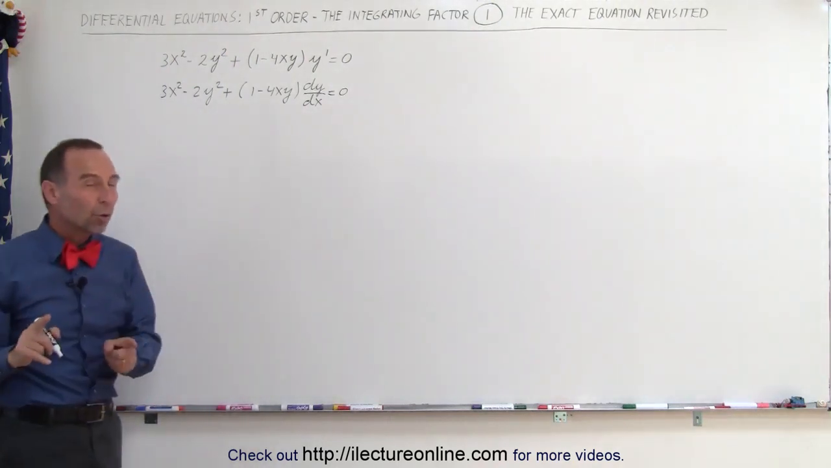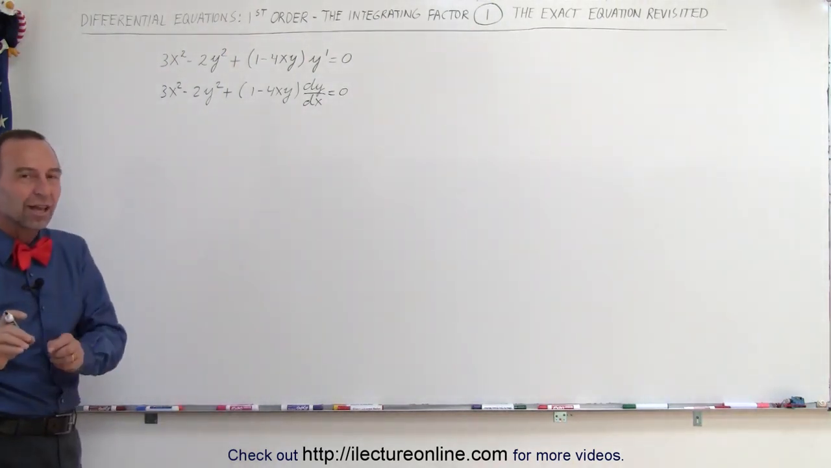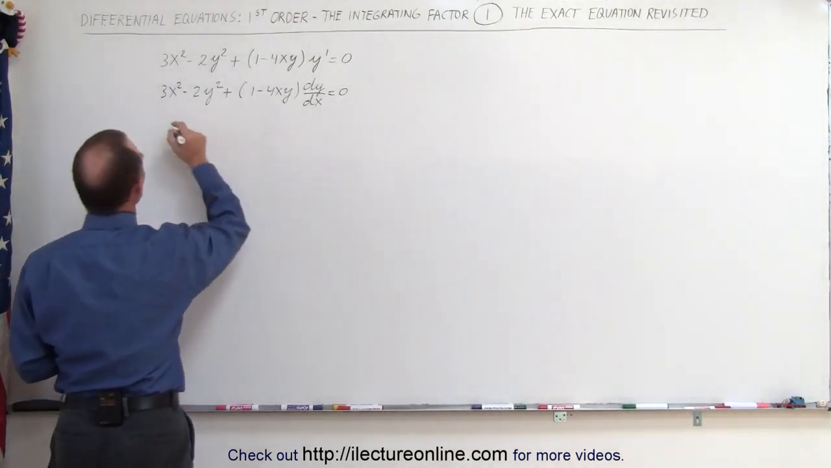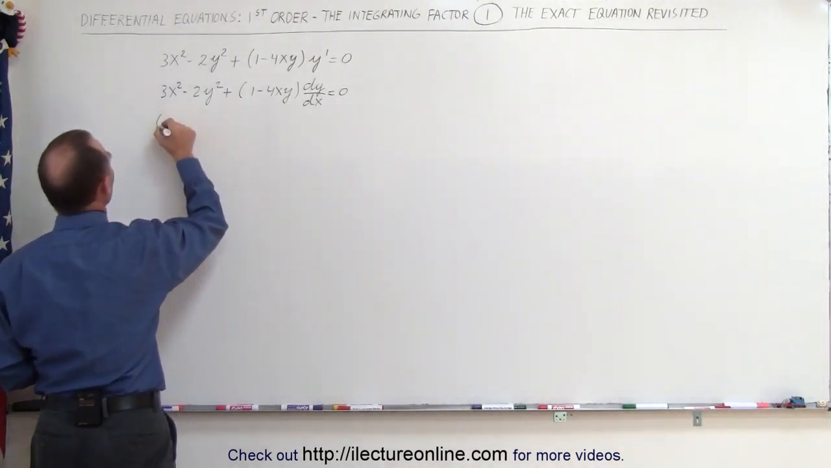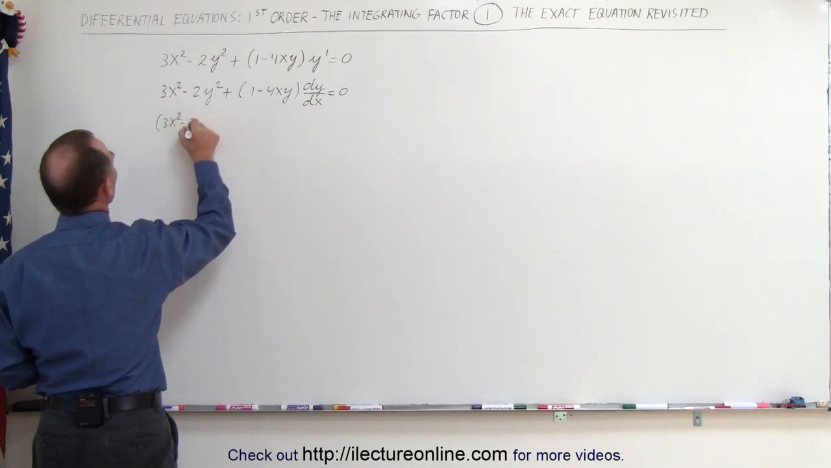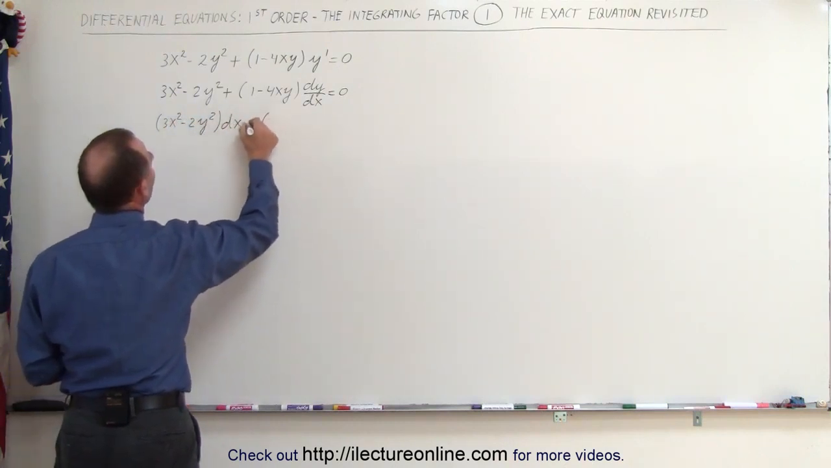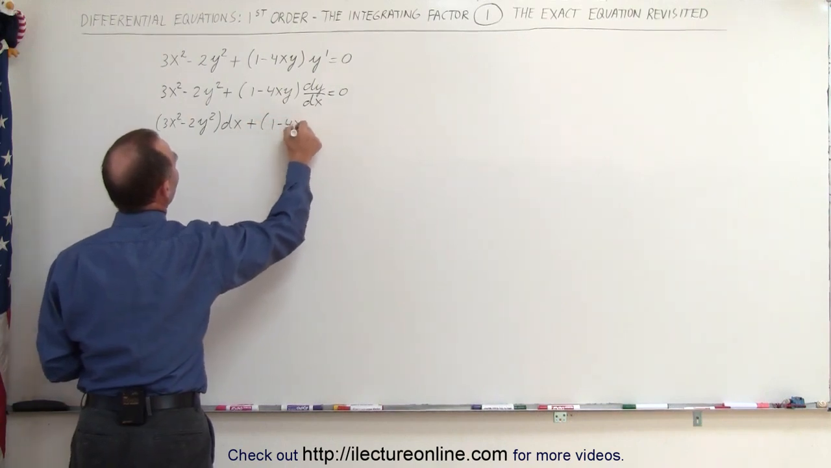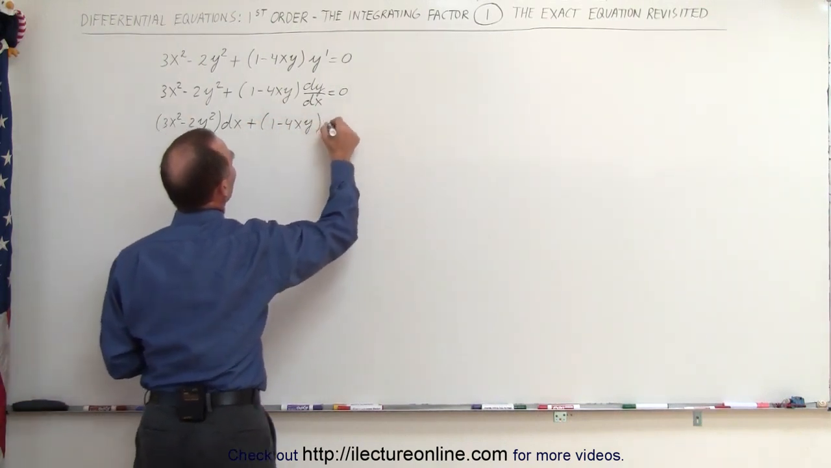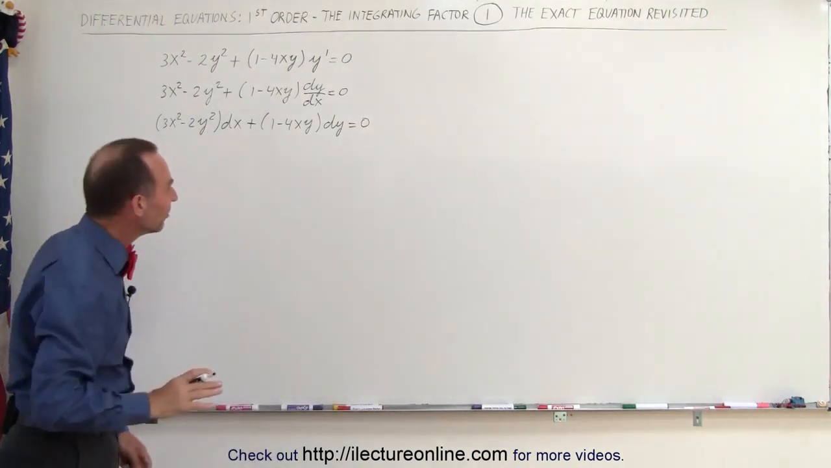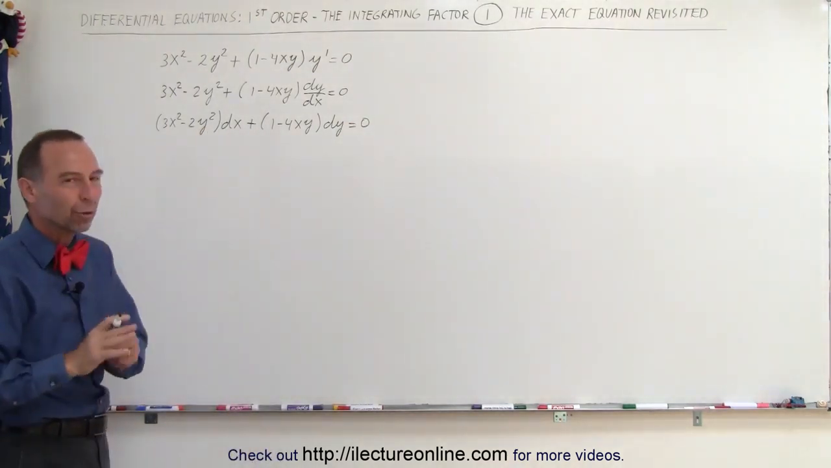Now, if we multiply both sides by dx, we'll get the exact form that we're looking for. So multiplying both sides by dx, we get the left side to be the quantity 3x squared minus 2y squared times dx plus the quantity 1 minus 4xy times dy is equal to 0. So now we have this equation in a particular format.